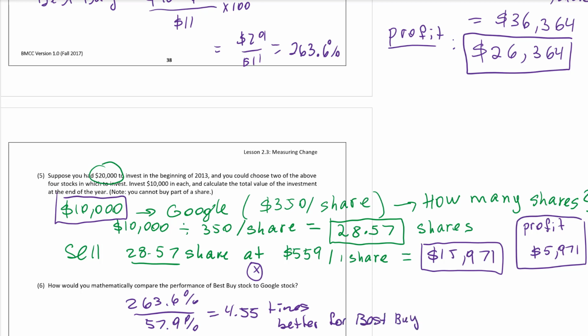And you know what's interesting? Check this out. Take the profit from Best Buy and divide it by the profit from investing 10,000 into Google. Divide those two numbers. 26,364 divided by 5,961, and you get about the same answer. So it's 4.4. The reason it's not exact is because we did some rounding. But the idea is, in order to determine the performance of something relative to what it was in the past, the percent change gives us more information, and it is more reliable.